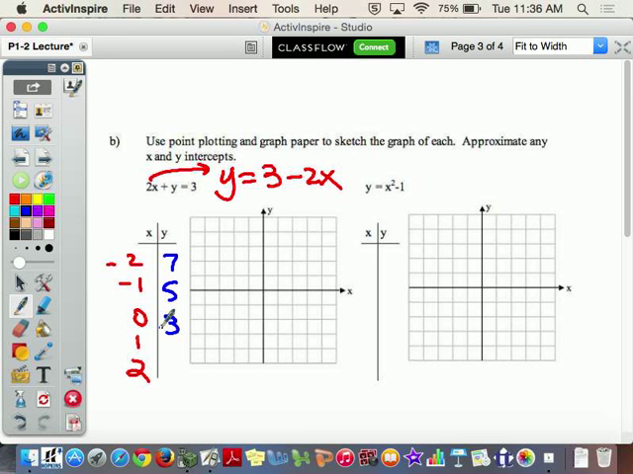I'm just taking off 2 each time, right? So this is going to be 1, and this is going to be -1. And then I would plot these points. Now, 7 is not on my graph, so I'm going to ignore that one. But I do have -1, 5, which is up here. I do have 0, 3, 1, 1, and 2, -1. And you should see a pattern, and this is the graph of a line that looks like so.